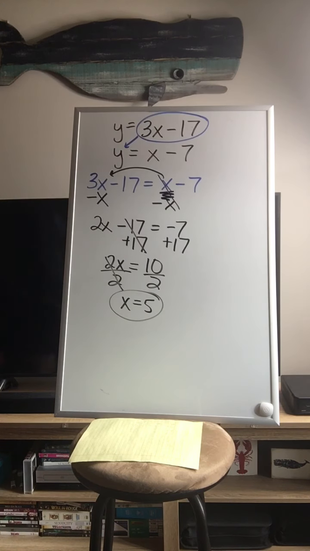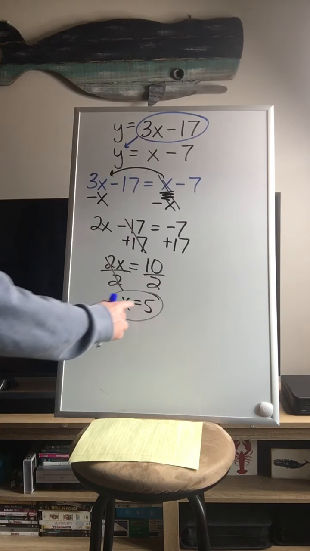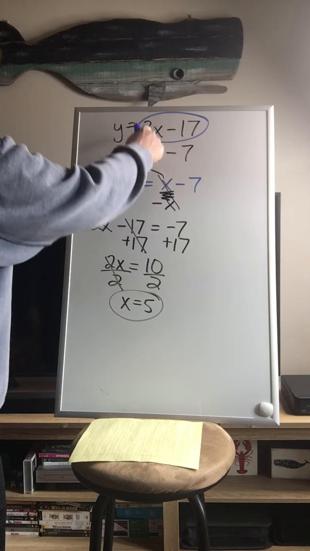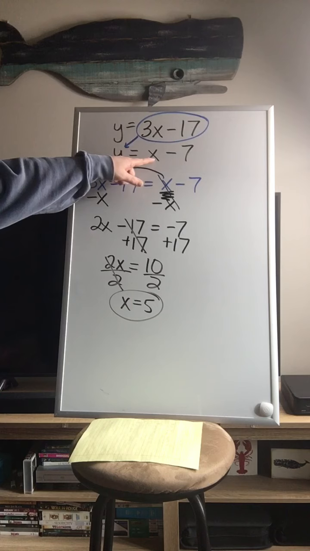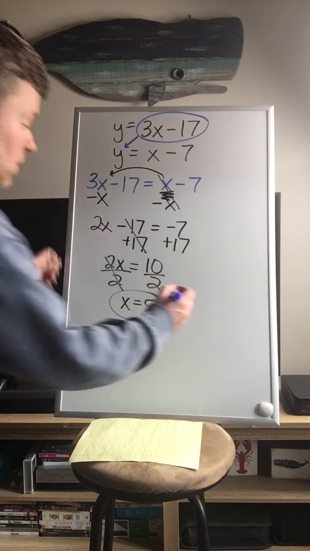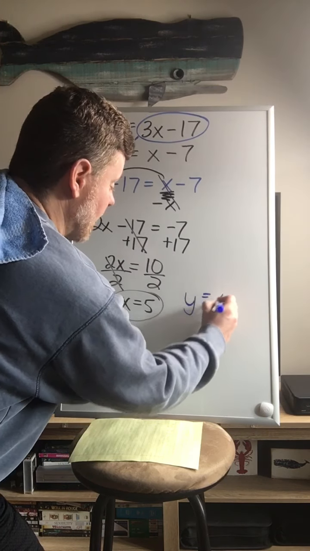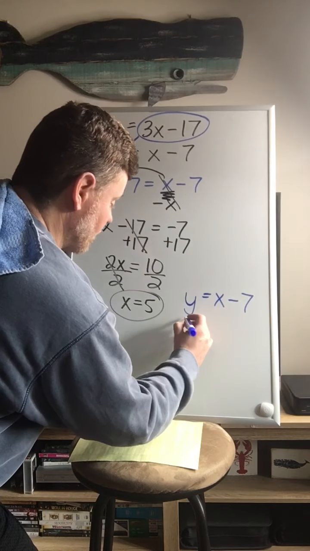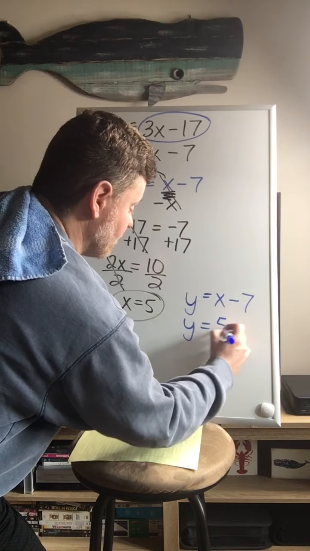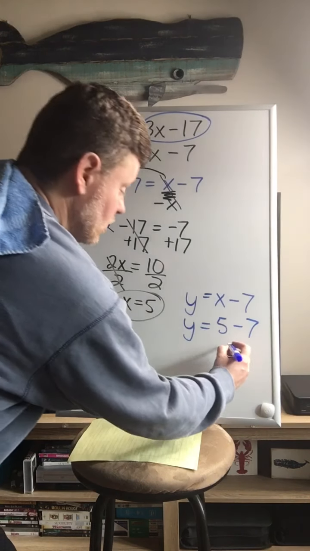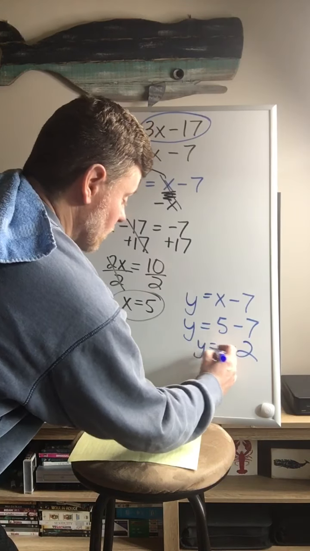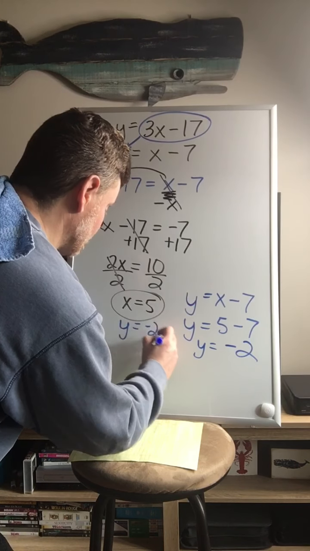Okay? But once again, remember, you're not done. If you leave it like that, you're only getting half credit because we're finding a coordinate, a set of coordinates. So I'm going to take the 5 and I'm going to put it up into either equation, either one. You decide which one looks like it might be easier. To me, this one, right? Y equals x minus 7. So I put the 5 in. Y equals 5 minus 7. 5 minus 7 is negative 2. So it looks like y is equal to negative 2.